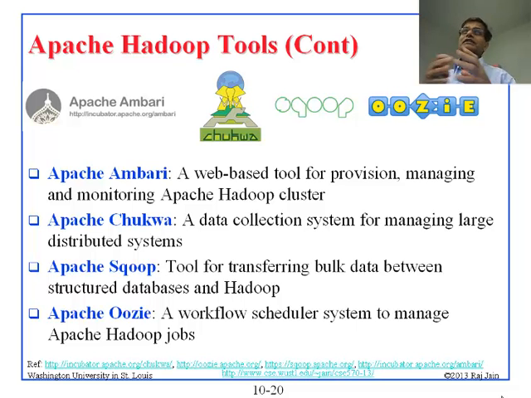So we talk about data serialization system. Data serialization takes the data and makes it into divisible parts in the collection system. But you want to collect the data before you serialize it. For that they have a system here, Chukwa. Sqoop for transferring bulk data between structured databases and Hadoop. So what is Sqoop? Sqoop is Hadoop plus SQL.